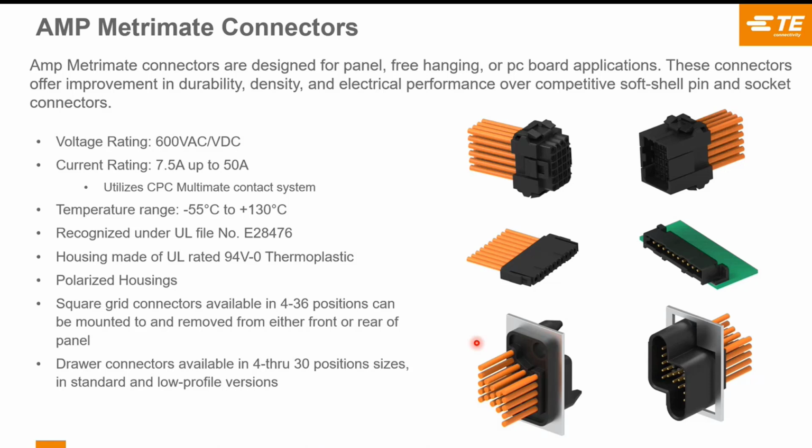Everything on this page is signal. We have a few that are higher power, but everything shown on this page is signal. We have some versions with the larger contact, which we'll get into, for higher power. Now, we say signal, and some people think of signal as 1 amp or less, but in our portfolio, signal means maybe 1 up through 10 or 12 amps. We'd still call that signal, just to differentiate from our power, which is up to 40 amps. So it's really signal and low power, up to maybe the 10 amp area.